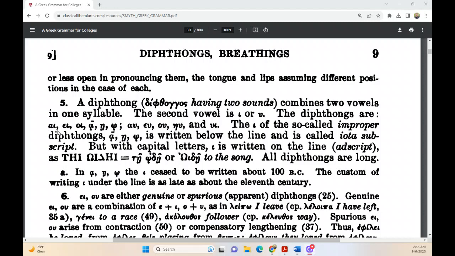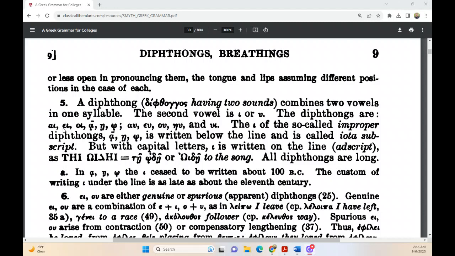And as I said, you'll notice that the alpha sound is made further back in your throat with your mouth open. The sound moves from the back of your mouth, with your throat open, to the front of your mouth with your mouth closed. And you can see that motion is very easy. That's why these two vowels are pronounced as one syllable. Next we have epsilon iota, and we read that as a.